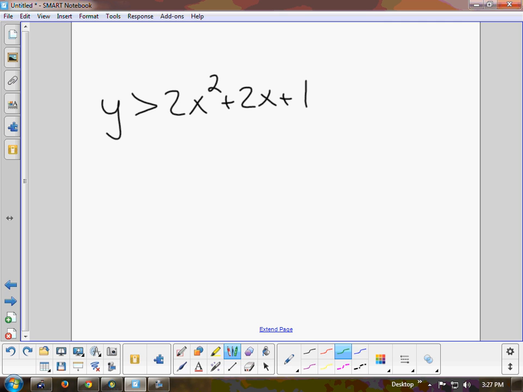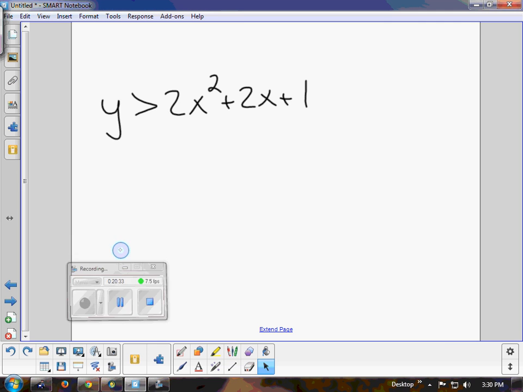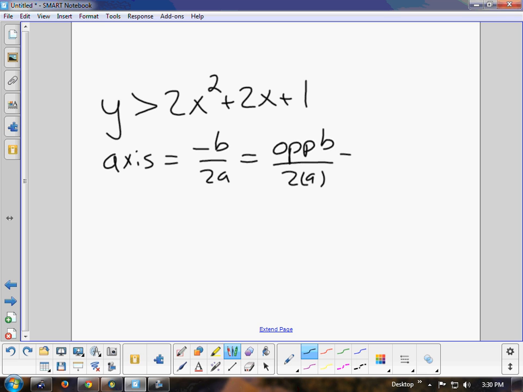All right, I'm going to pause so we let other people in the room finish. Okay, so we're going to use, again, the formula. The axis of symmetry is equal to negative b over 2a, but instead of writing that, we say the opposite of b over 2 times a. Be careful with this, because the opposite of 2 is negative 2.